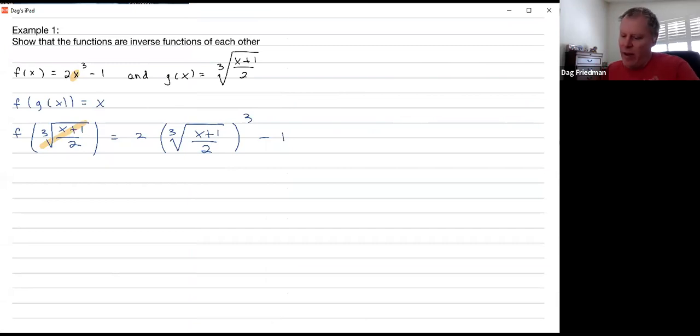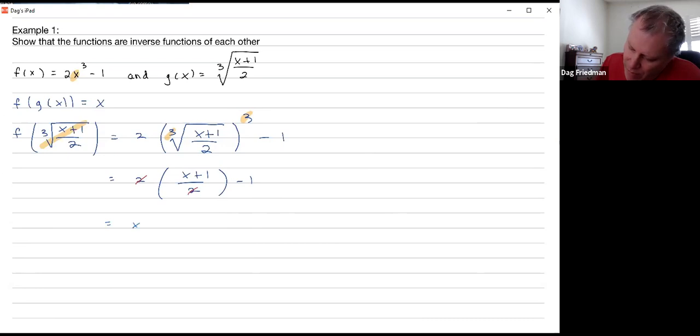Okay, let's evaluate. So notice cube root, cube, those will cancel each other out. So we're going to end up getting, this is going to be equal to 2 times (x plus 1) over 2, minus 1. Then our 2's are going to cancel out. Boom, boom. So we are going to get this equals x plus 1 minus 1, which equals x, which is what we said it should equal. Okay? So these two are inverse functions of each other.